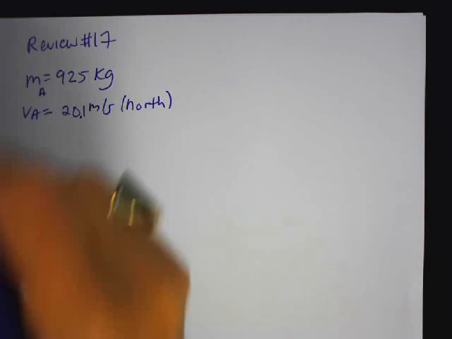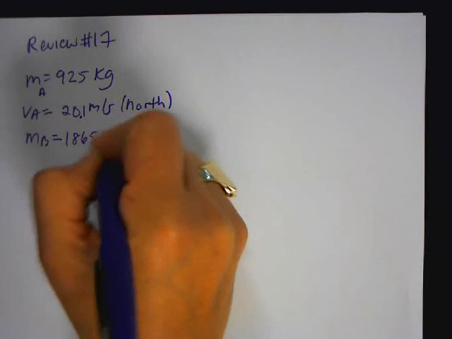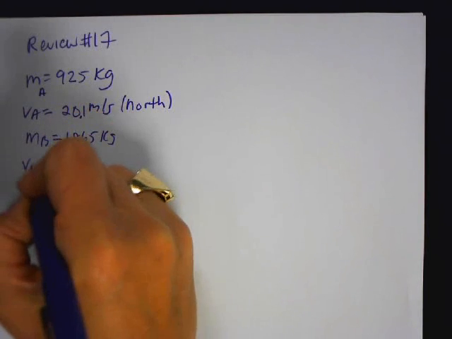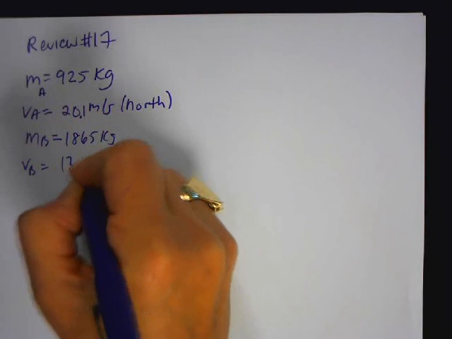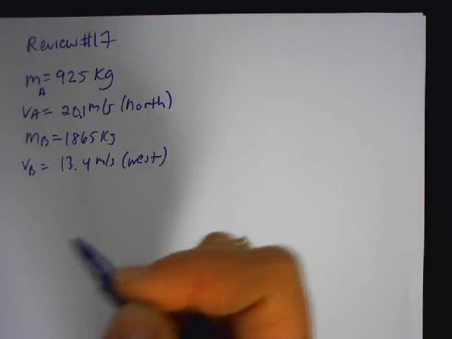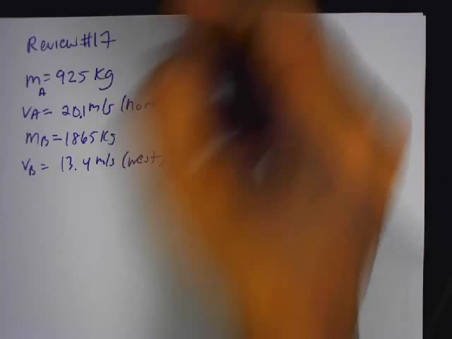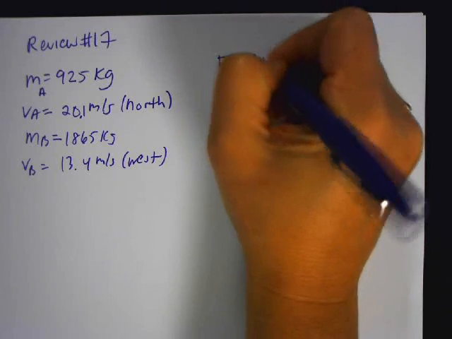It collides with an 1865 kilogram car moving west at 13.4 meters per second. The two cars are stuck together. In what direction and speed will they move after the collision? So I want to find V prime.